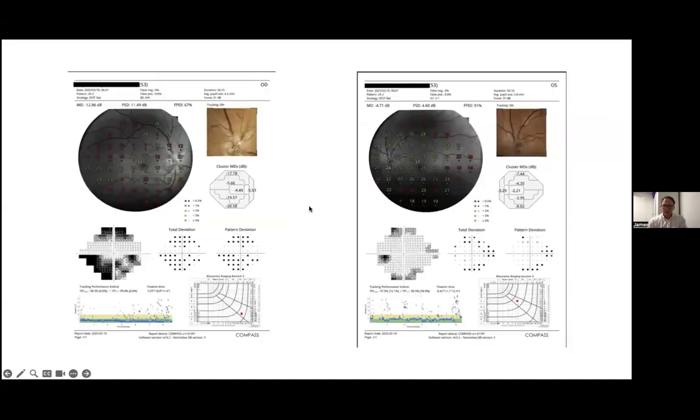His visual field showed some scattered loss in both eyes, but a reasonably significant inferior arcuate scotoma in the right eye. And we're going to track that through his multiple presentations.